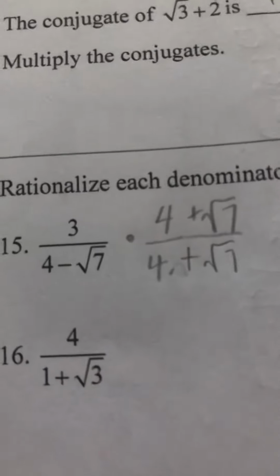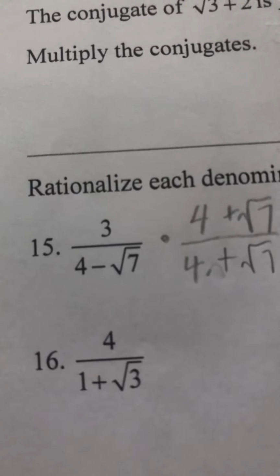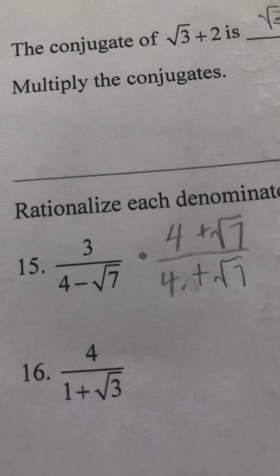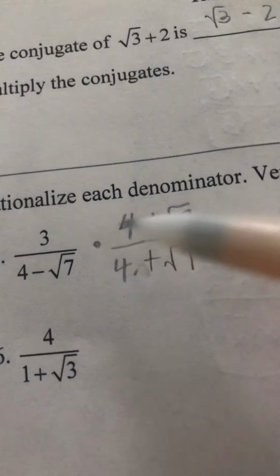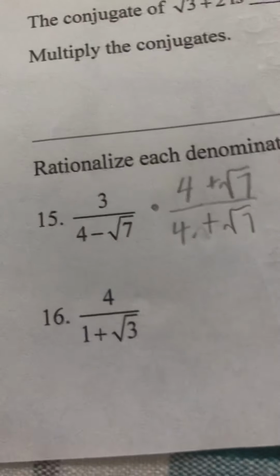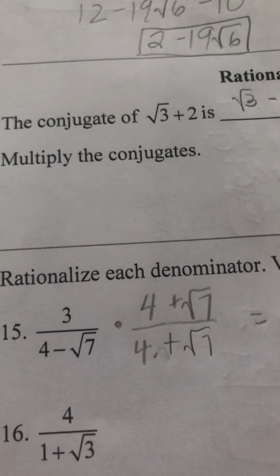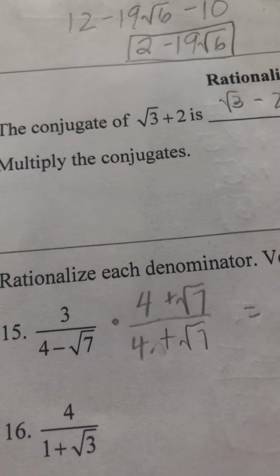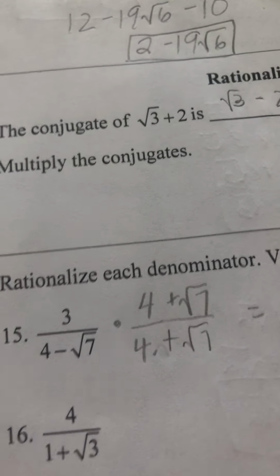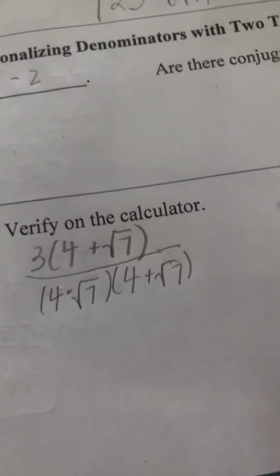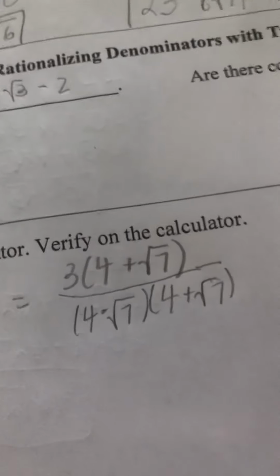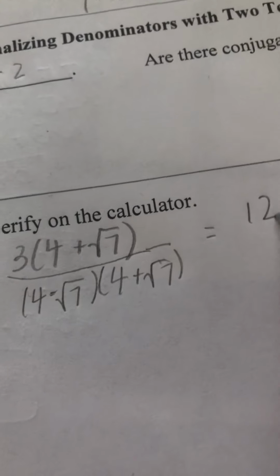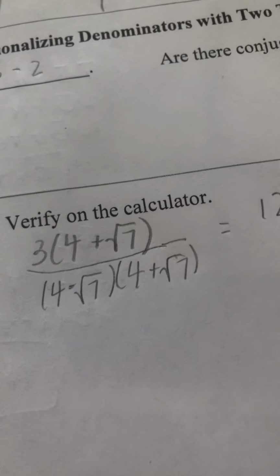Let me write this out in the numerator before. Actually, let me write out both of these. In the numerator, it's going to be this. It's a distribution. Okay? This is really important. It's a distribution here. And then in the denominator, it's going to be 4 minus root 7 times 4 plus root 7. And that's a FOIL. Okay? So that's what you're going to be doing. And you have to actually multiply these. So numerator, easy, easy. 12 plus 3 root 7. Check me. Denominator, you have to FOIL.